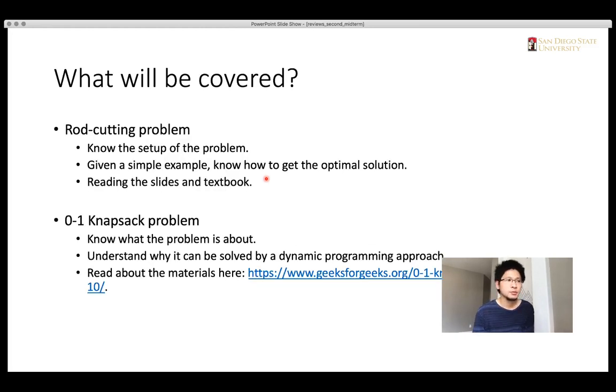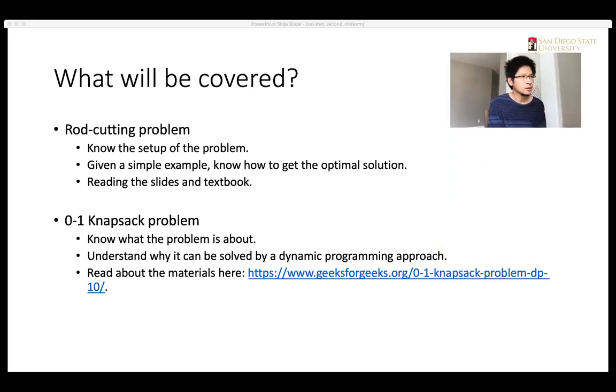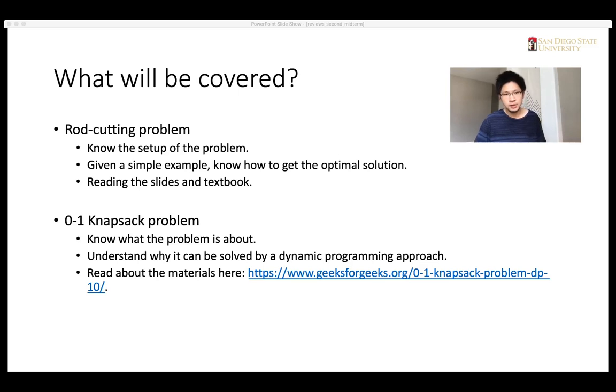Okay, so there will be two big questions, and the first question will be about the rod cutting problem. And I think in order to prepare this, you will need to know the setup of the problem. For example, given a simple example, a table of prices and the input length for the rod, you will know how to get the optimal solution. And I think reading the slides and the chapters in the textbook will be sufficient to help you get prepared for the question.